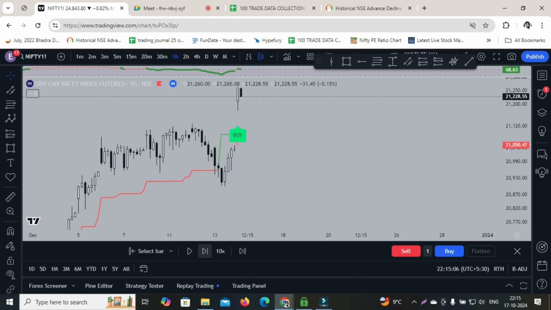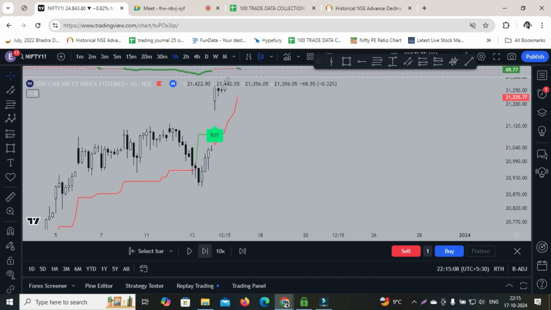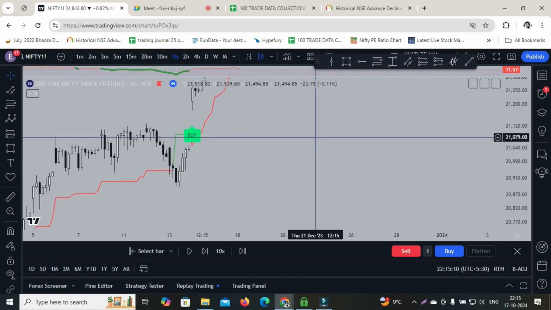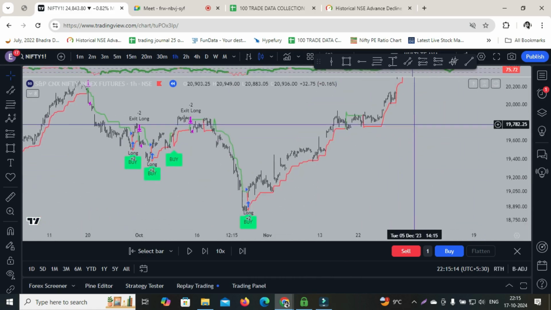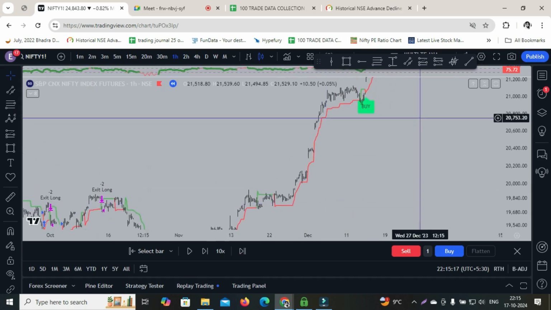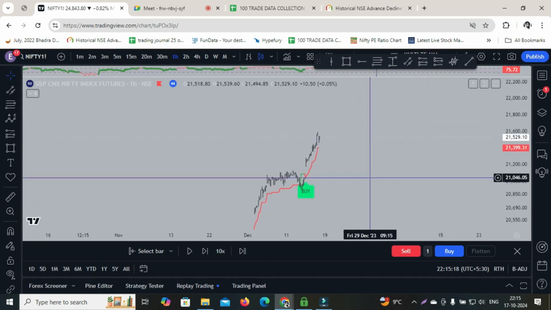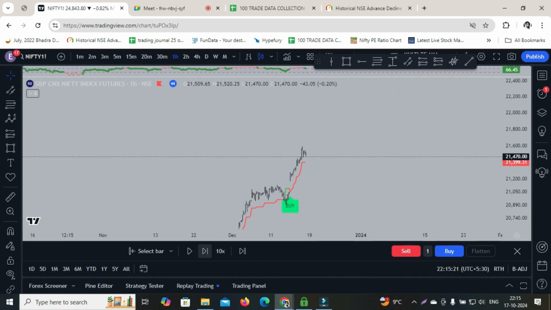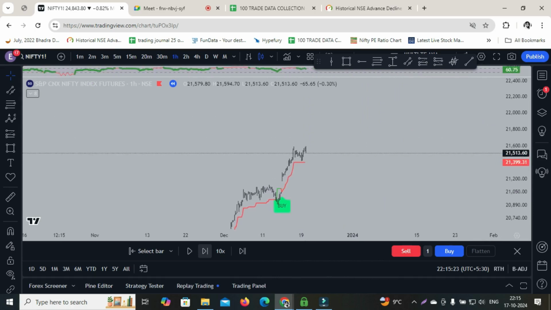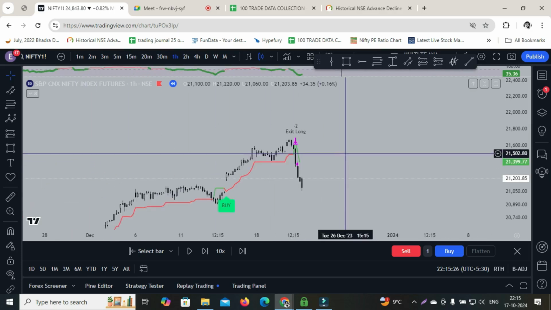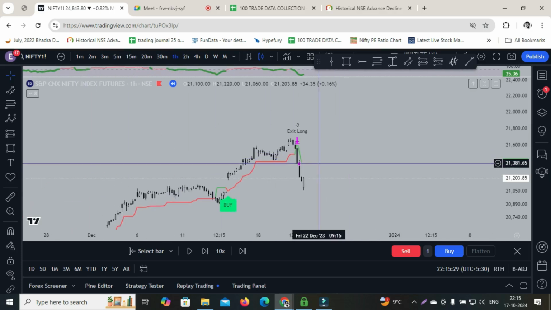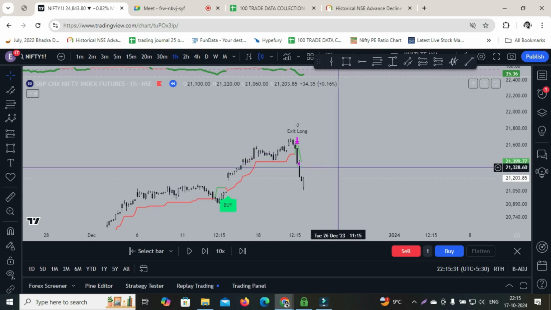We are holding long positions, and it has not given any exit till now. When there is an exit, there will be a purple colored arrow. Yeah, so the exit came here. The exit came at 221,381.